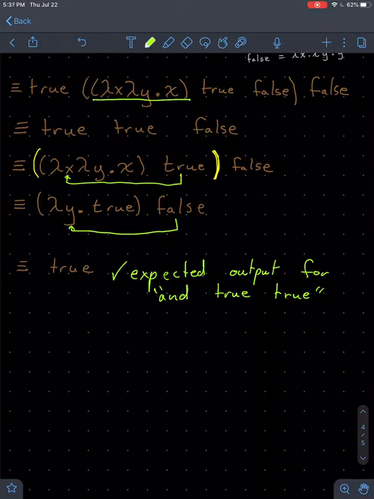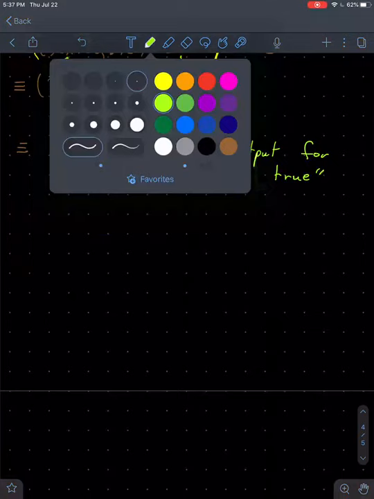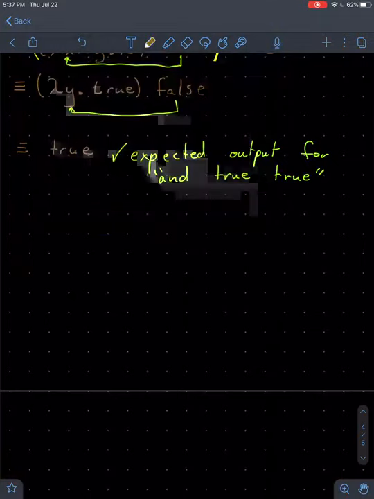Oh, and Arthur's got predictions for the other binary operations. So kudos for that. We'll play with those in a little bit. Let's keep testing this one though for now. Let's see if we get the correct output for something else. So let's do this time and on false and true.